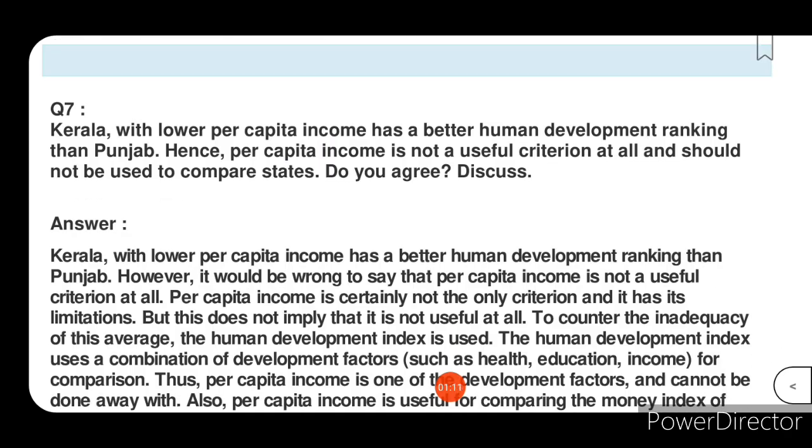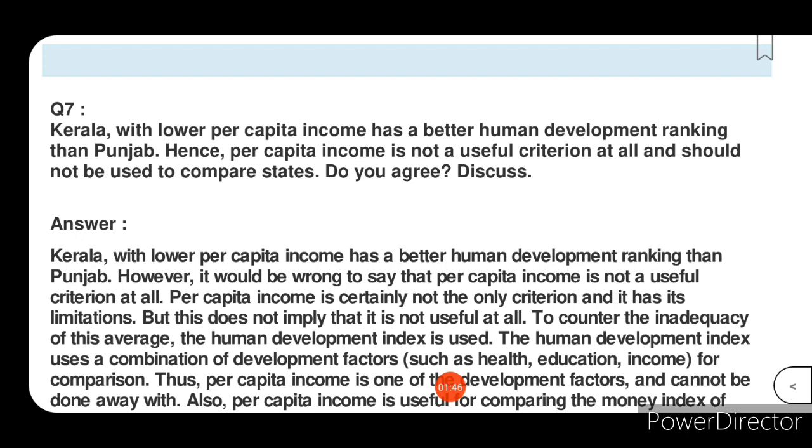Next question is, Kerala, with a low per capita income, has a better human development ranking than Punjab. Hence, per capita income is not a useful criterion at all. That should not be used to compare states. Do you agree? Discuss. Answer is Kerala, with a lower per capita income, has a better human development ranking than Punjab. However, it would be wrong to say that per capita income is not a useful criterion at all.